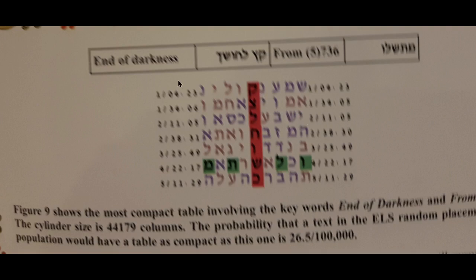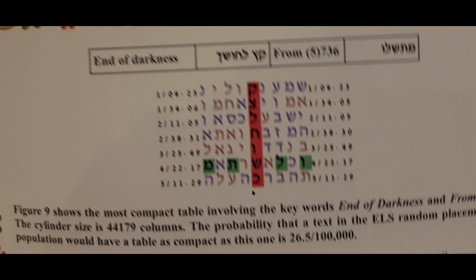Now, what you are going to see is an interesting table which has in it the words "end of darkness," Ketz Choshech, from the year 5736, which is 1976. This was the time the research on the code started with Professor Rips and Doron Witztum.